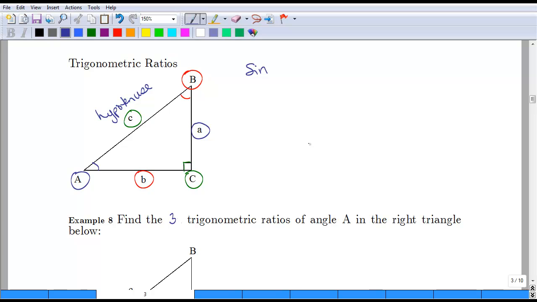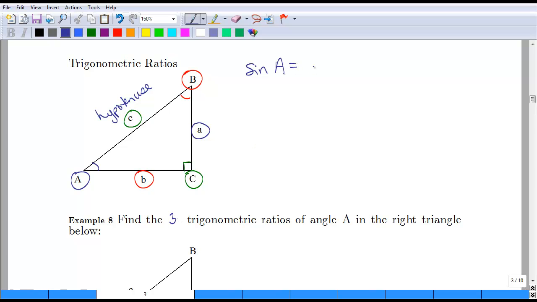And the thing that we need to be careful of here is that we always make sure to distinguish what angle we are acting on. These are ratios acting on a specific angle, and so we have to be sure to label what angle we are looking for. So to start off, I'm going to look for the sine of A.